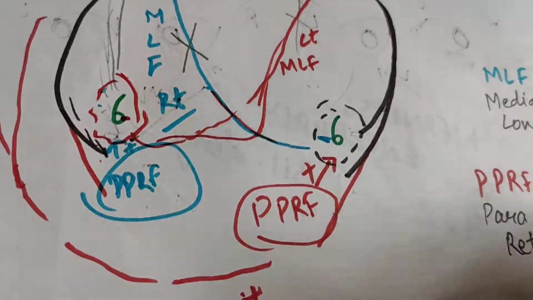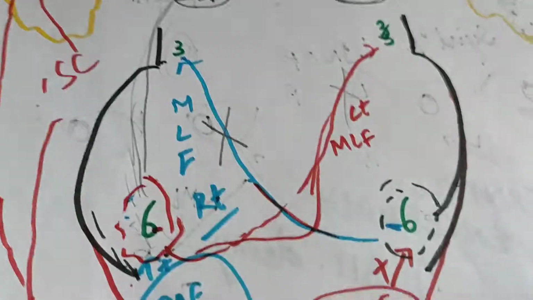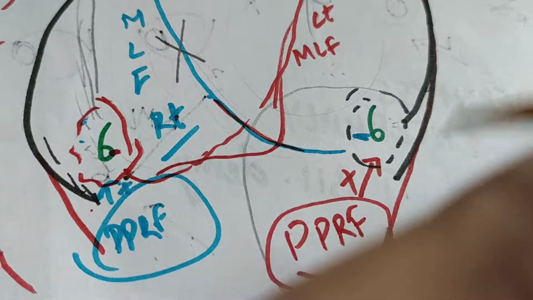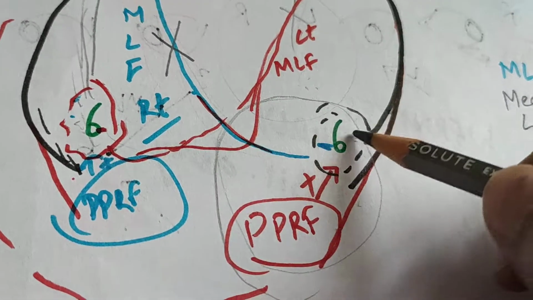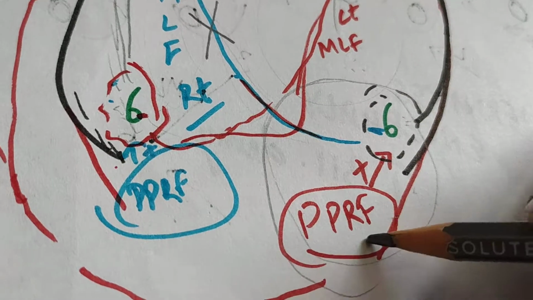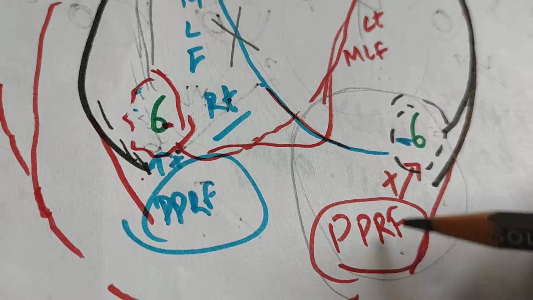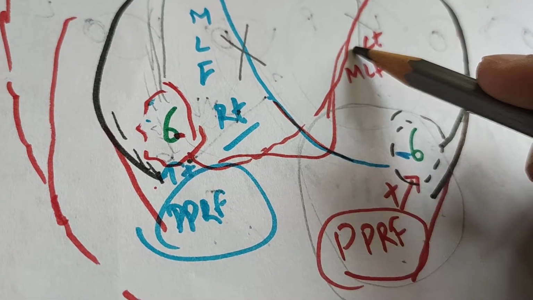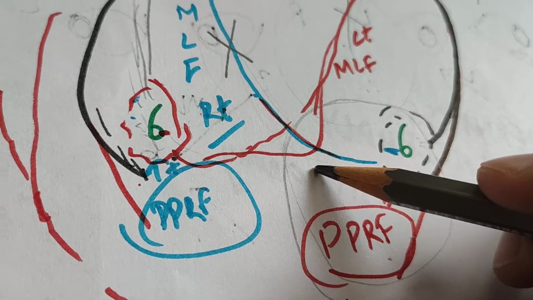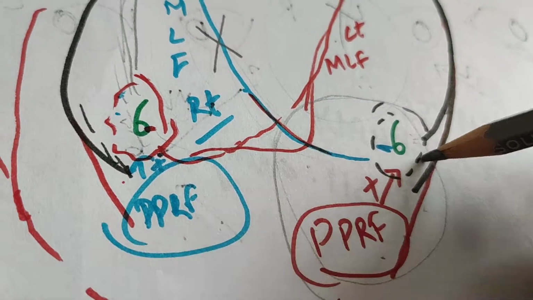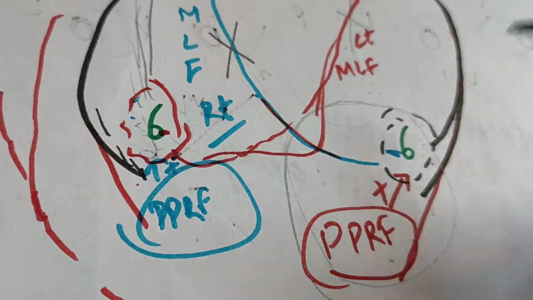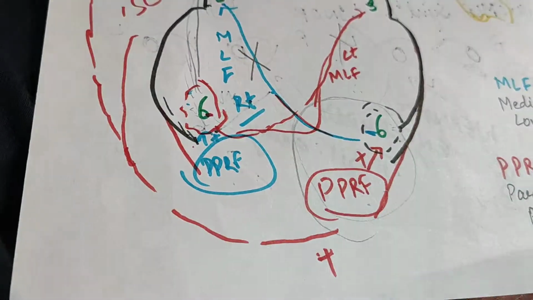One more problem can be there. If there is a larger pontine lesion, then this space can be covered under the lesion. What happens? The PPRF is damaged, the ipsilateral MLF is damaged, contralateral MLF fibers are damaged, and the sixth nerve nucleus is damaged. So there is a lot of damage if this spot is damaged like this.